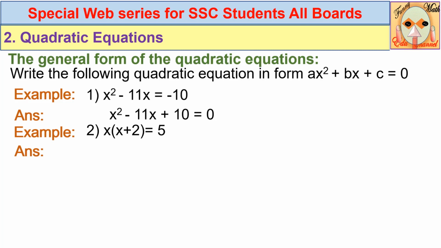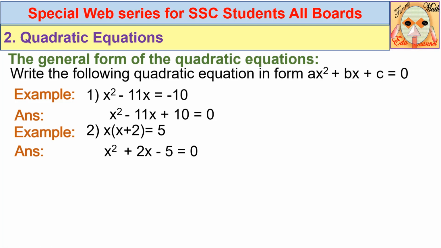So we get x into x, x square. See carefully, this x into this x, the product will be x square. Then next, plus sign, x into 2 is 2x. Shift this 5 to the left, so you get minus 5, and the right hand side will be 0. So now this is a quadratic equation in general form. So this is the answer.